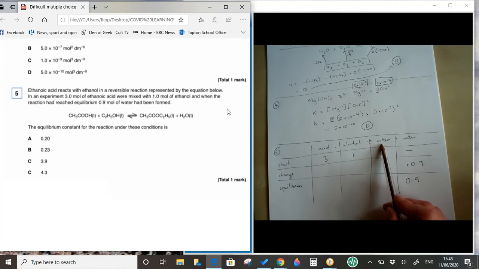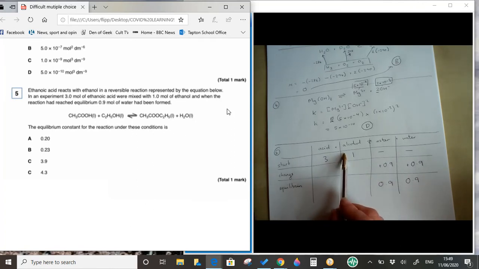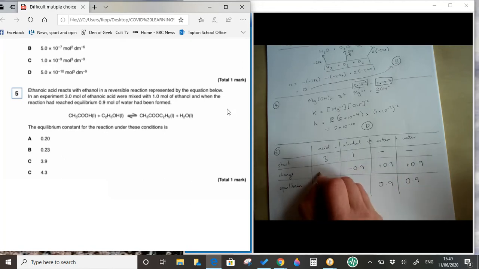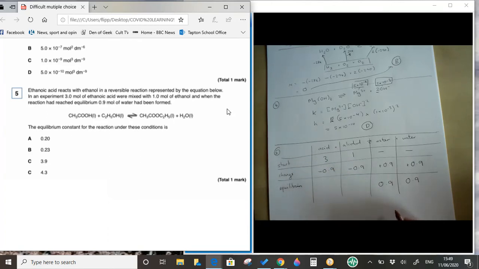And if I look at this equation here, if I make 1 water molecule, I'm making 1 ester. So if the water's gone up by 0.9, the ester's also gone up by 0.9, so that's going to be 0.9 at equilibrium as well. And if I look in the proper equation that's in the question, 1 alcohol and 1 acid react together to make 1 ester and 1 water. So if the ester's gone up by 0.9, the alcohol's gone down by 0.9 and the acid's gone down by 0.9. So 1 minus 0.9 is 0.1, 3 minus 0.9 is 2.1. So these are my number of moles at equilibrium.